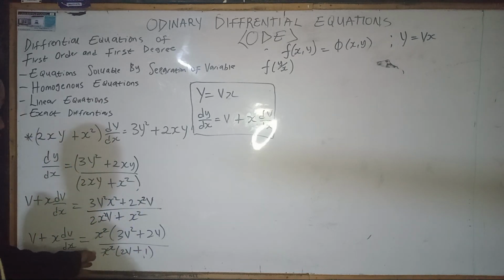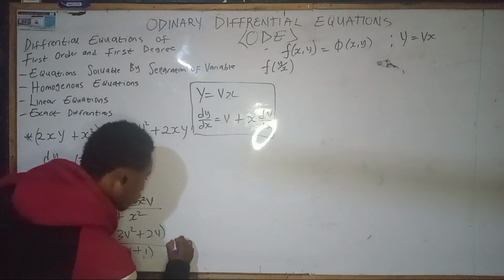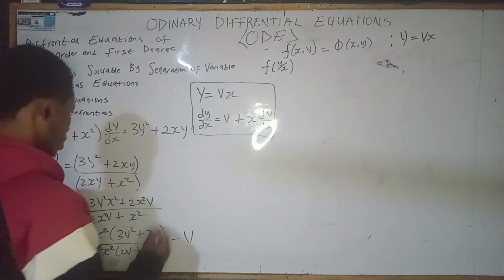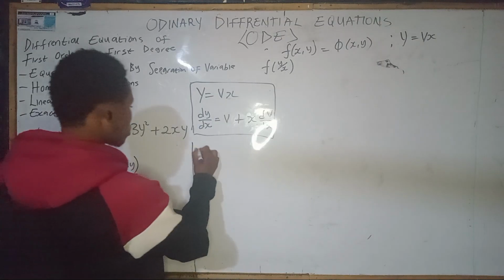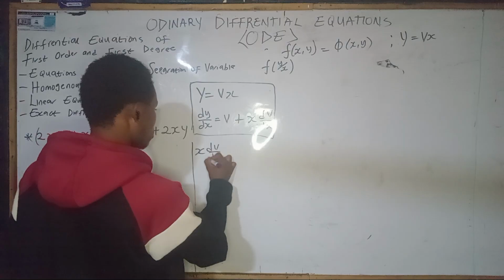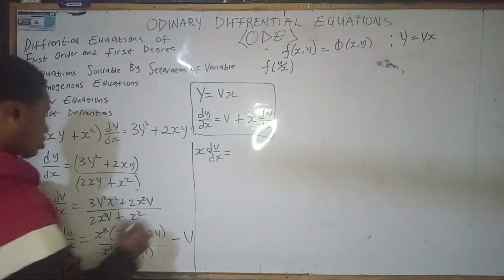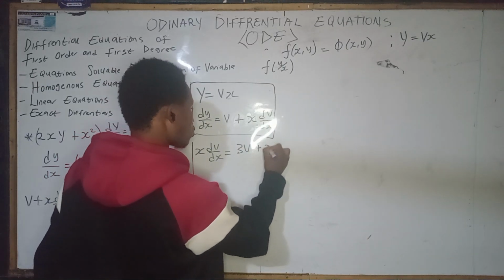And now since we have this as this, we can bring v from this side to this side. So therefore we are going to be having v here. If v comes to the other side, it's going to become minus v. So now let us continue. We are going to be having x dv dx equals, our x squared has cancelled here, we have 3v squared plus 2v.